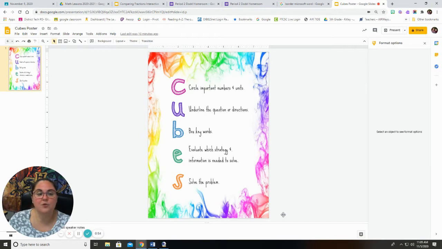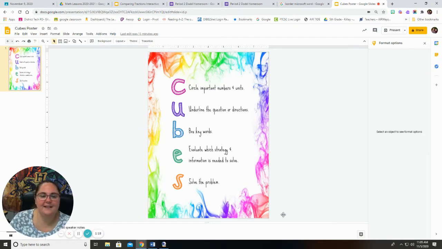Okay, so the first thing that you do is you circle important numbers. So you're going to read your question, and any important numbers that you see, you're going to circle. Also, you're going to circle your units. So if it says 3 inches, 5 feet, you would circle both the number and the units. That's going to be important later on.